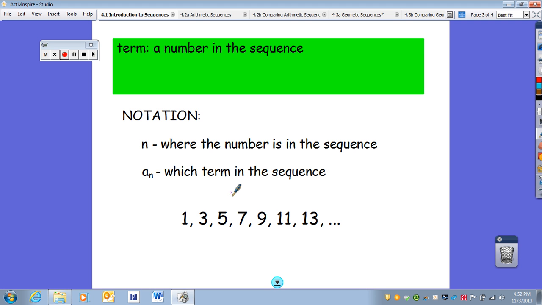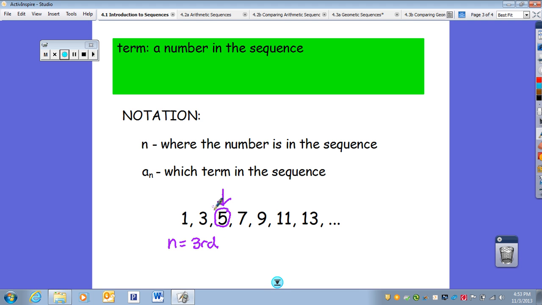For example, if you take a look at this sequence, notice that the pattern is created by adding 2 to get to the next term in the sequence. If you're to look at this particular number, number 5, the n would represent the third number in the sequence. Okay, so the n would be 3 to represent that that's the third number in the sequence.